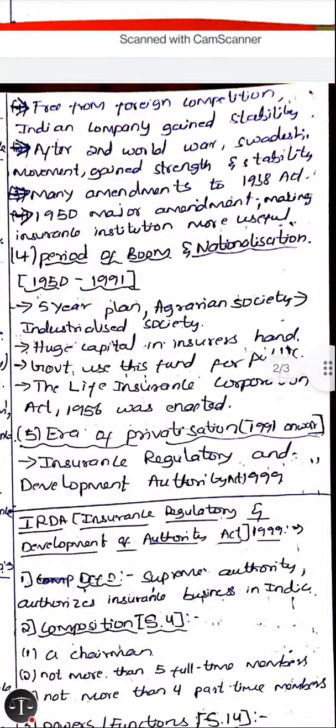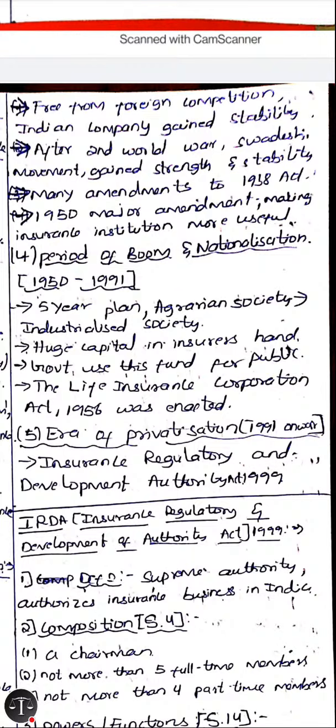So what happened in this period was that India became free from foreign competition. So the Indian companies gained stability. And after the Second World War, the Swadeshi movement gained strength and stability. Many amendments to the 1938 Act were framed, and 1950 was a major amendment making insurance institutions more useful to India and people.